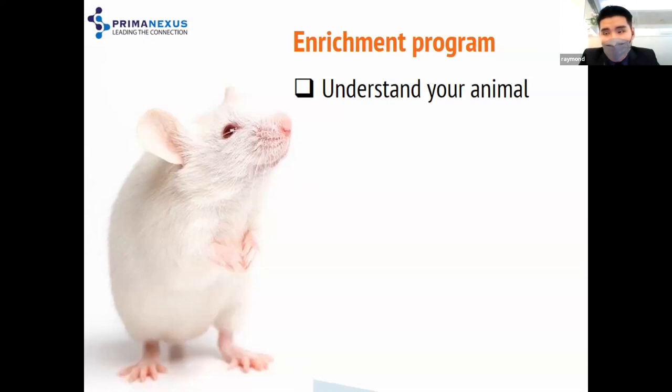We just take one example, for mice, rodents, mice and rats. In a general environment, we provide them with basic care needs, for example, food, drink, and shelter. Apart from that, is there any other supplementary program that we provide to them so that they can actually spend the rest of their daily life in a normal way? So the enrichment program aims to return that control and that life to the animals. But first, we have to understand the animals.